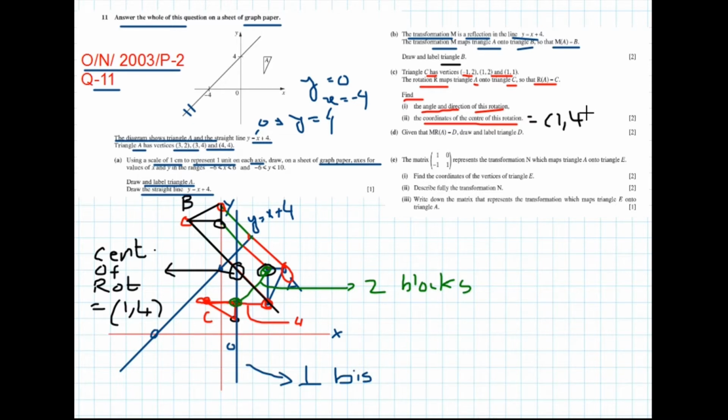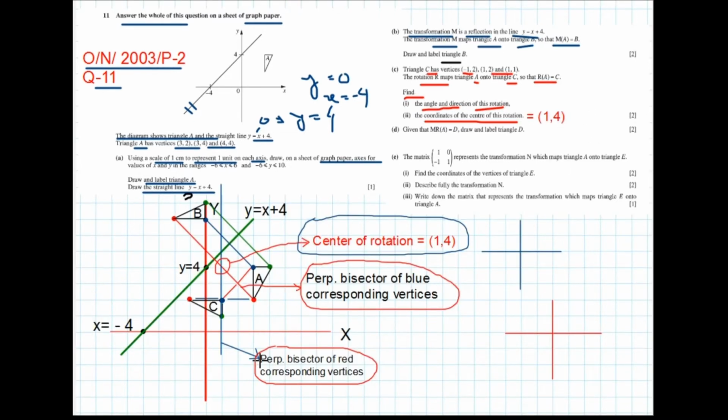I have drawn a neat and clean diagram for you as shown. The reflection line is y equals x plus 4. Triangle B is drawn after reflection. Triangle C is drawn as shown. The perpendicular bisectors of the red corresponding vertices are shown by the blue lines.